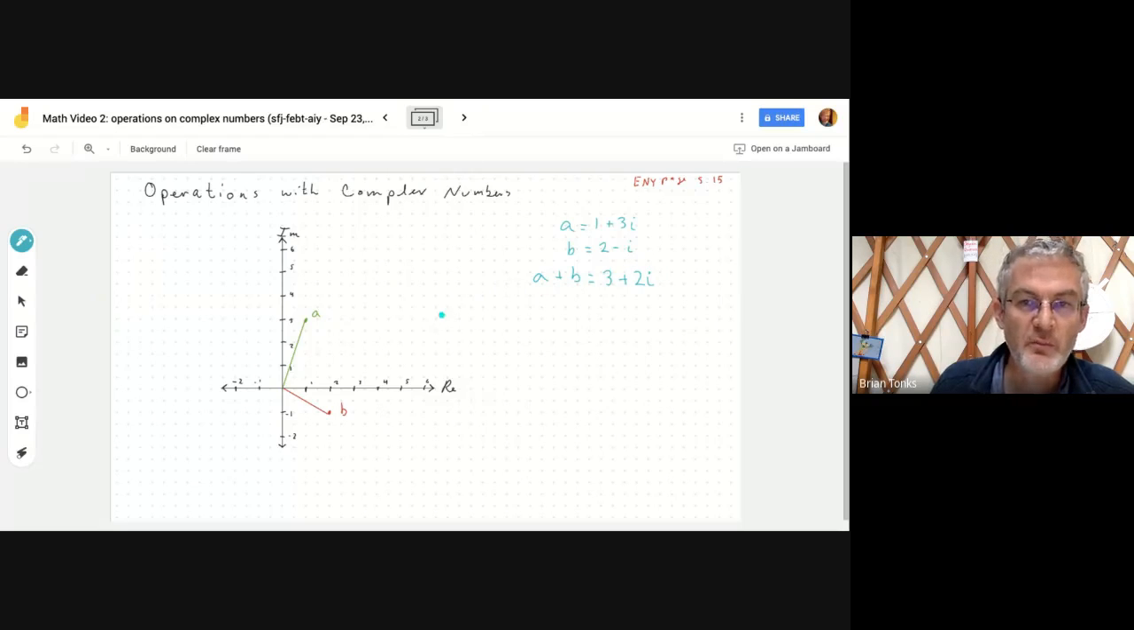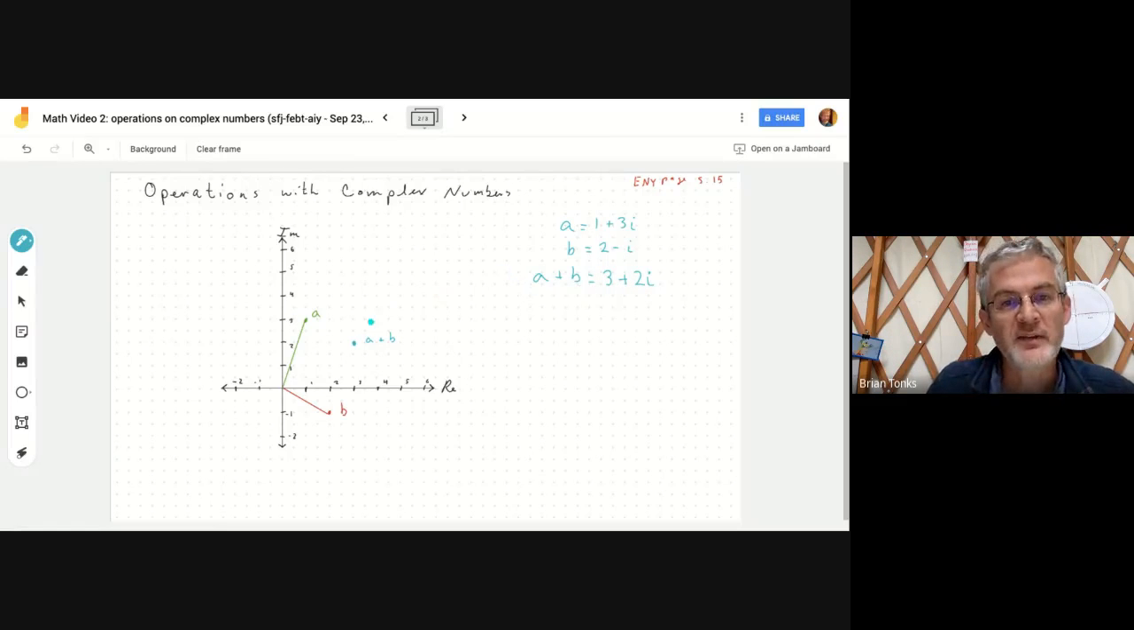And if we were to come over here and plot a plus b, that would be over here, 1, 2, 3, and up 1, 2. So we get this point right here of a plus b. So we can see how we can come up with it analytically by treating the real numbers and the imaginary numbers separately and adding them respectively.